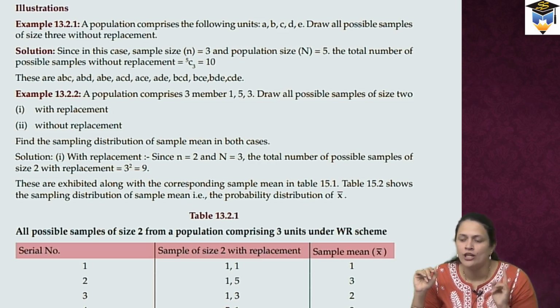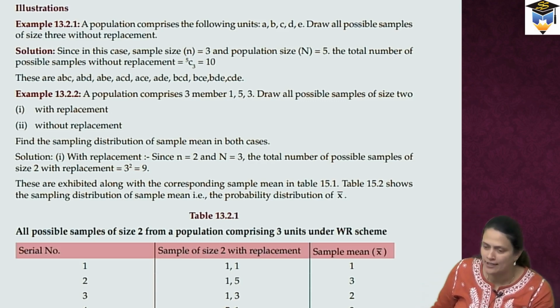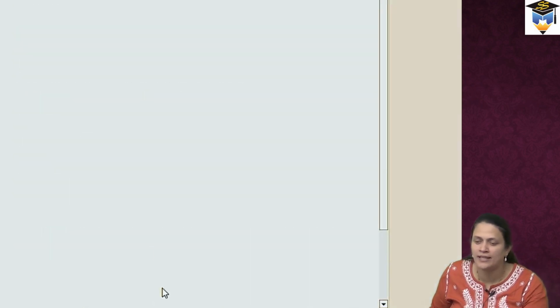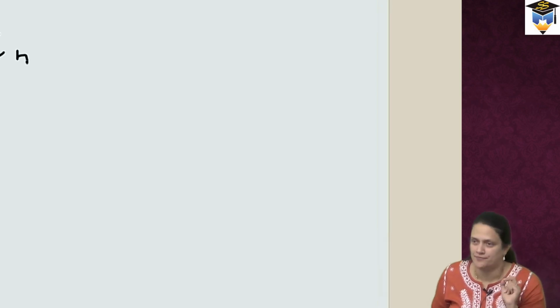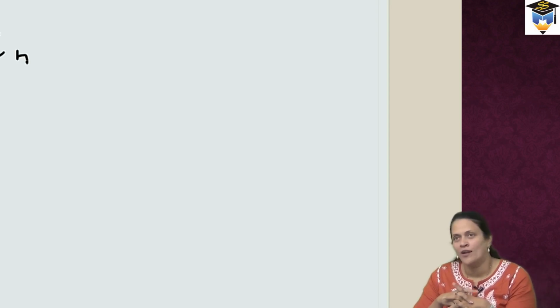Therefore, total number of possible samples without replacement is, what was our formula? Capital N C small n. Now, when we talk about C, I am going to tell you what is the meaning of this. N C small n means combination, permutation and combination. So how many of you know permutation combination? Please raise your hands. Only 3 of you. All right.